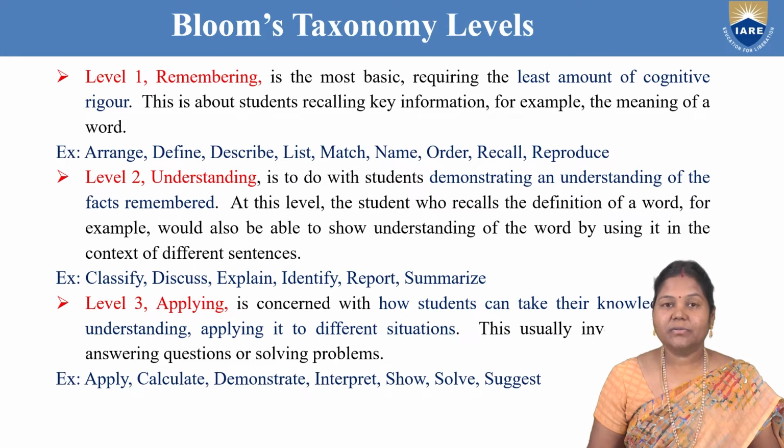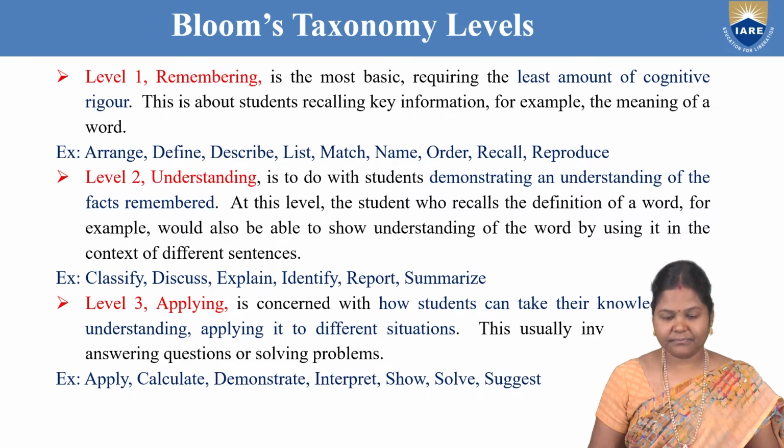The Bloom's taxonomy verbs we use at this level are apply, calculate, demonstrate, interpret, show, solve, and suggest. These are a few of the important Bloom's taxonomy verbs we are using at this apply level. For an undergraduate, we normally expect that the student should reach a minimum of the apply level, but the student can also go beyond this level. That means the student can go up to the analyze level and also the evaluate level. But at least these 3 levels must be achieved by an undergraduate student.